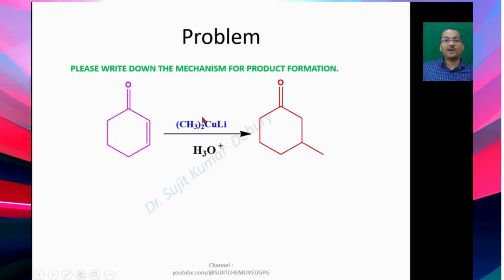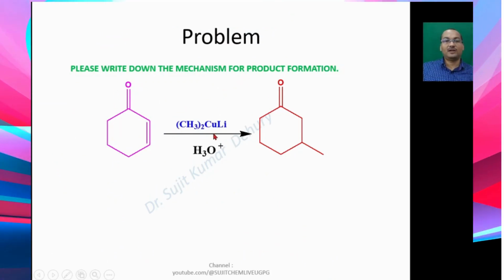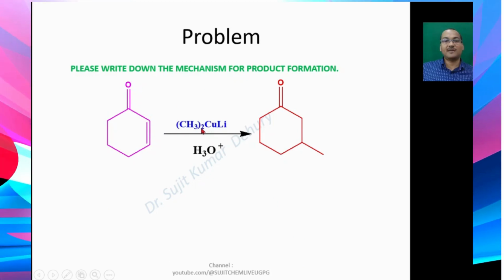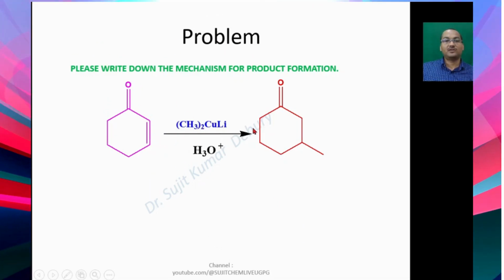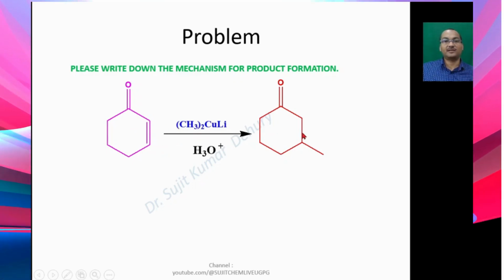So I have a simple problem for you guys. Please write down the Gilman's reagent, that is dimethyl copper lithium. This will undergo 1,4 addition. Please write down the mechanism for this reaction.